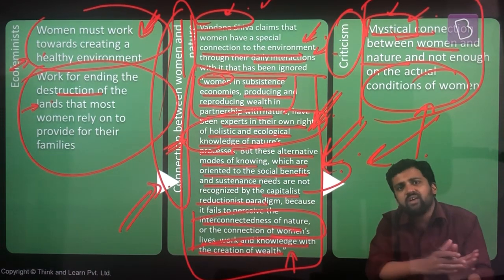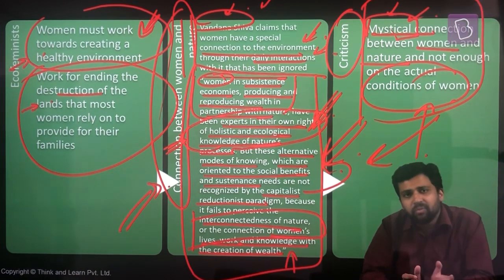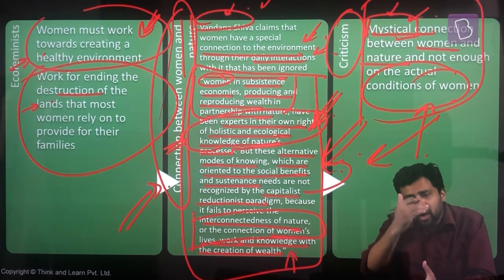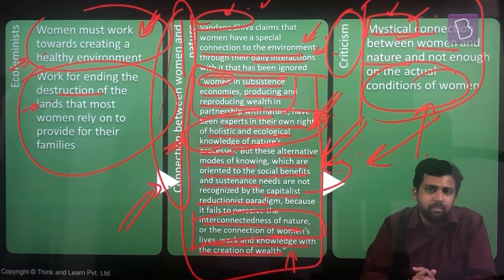So these are the different types of feminism and the different waves of feminism. Next, what we will do is we'll try to understand the evolution of feminism in case of India.